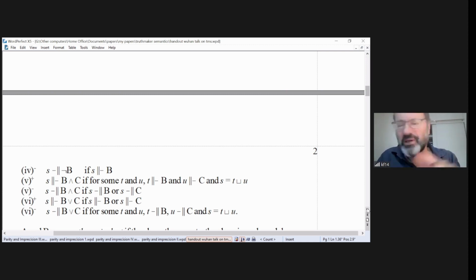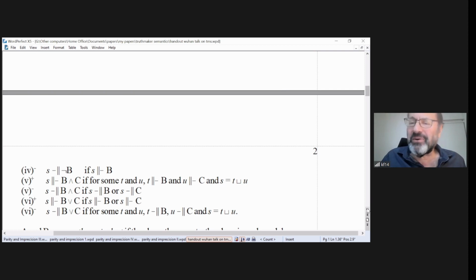I have an if here, but actually I'm not giving the recursion, I'm giving the inductive definition, but it doesn't matter. The if can be turned into an if and only if. This clause says that S is going to be a truth maker for B or C just in case it's a truth maker for B or a truth maker for C. Now, the question is this: do we say that a truth maker for B and C is also a truth maker for B or C? That's the issue.